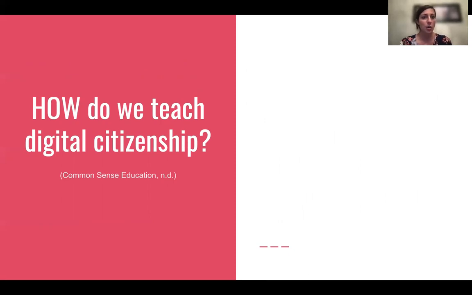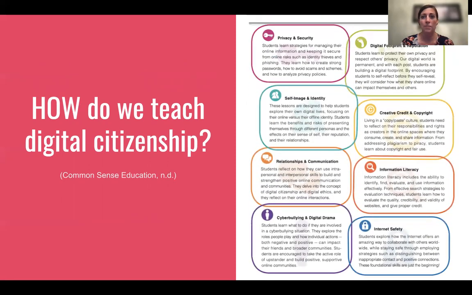So our next logical question might be, how? How do we go about this? It's very complex. There's a lot to think about, and these articles provided several different resources on this. One I appreciated from Common Sense Education, this graphic with 8 different lenses for us to consider to really look at this holistically and all of the different areas that contribute.